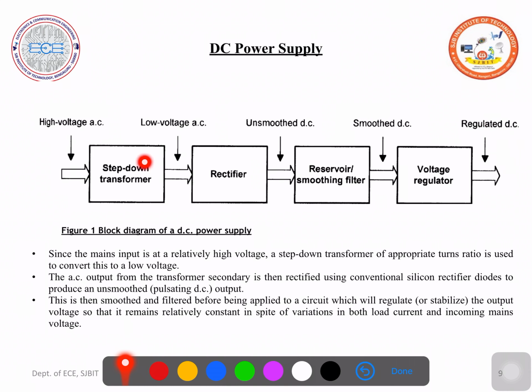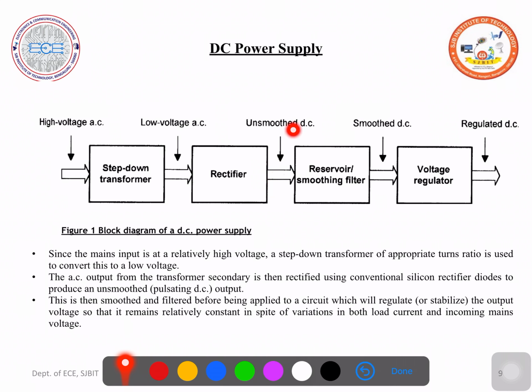First we use a step down transformer to convert the high voltage alternating current to low voltage alternating current. We will step it down according to the requirement of 12 volts or 16 volts. Then this AC is applied as the input to the rectifier. A rectifier is a circuit which converts AC to pulsated DC. At the output of the rectifier you will get unsmoothed DC. You will not get a perfect DC, which is a straight line. The output of a rectifier is a pulsated DC. Later we will see the waveforms.